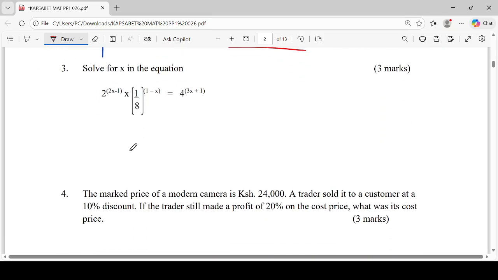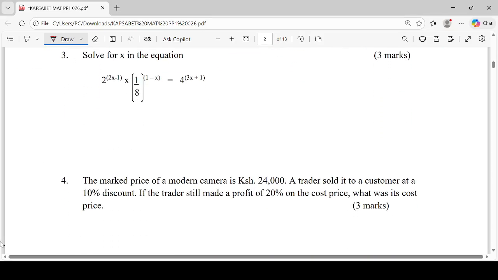Let's look at question number 3. Solve for x in the equation 2 raised to power x plus 1, 2 raised to power x minus 1 times 1 over 8 raised to power 1 minus x is equal to 4 raised to power 3x plus 1.